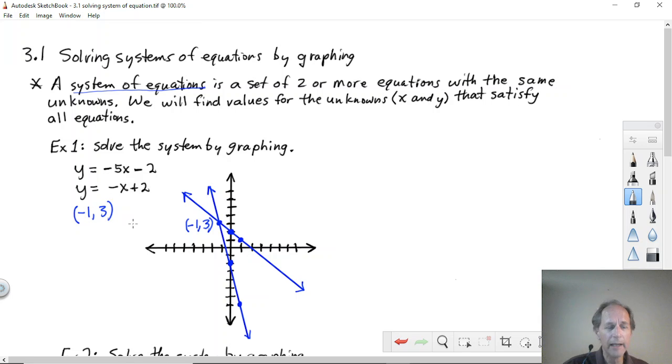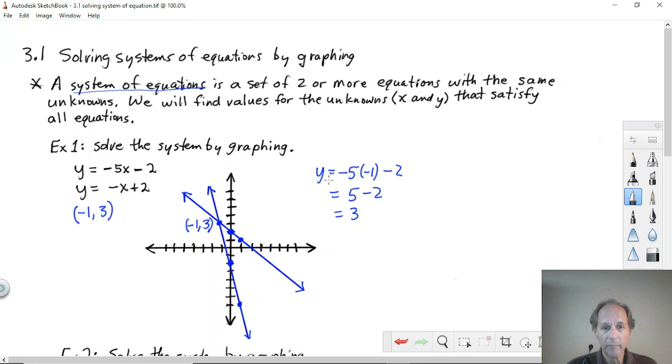We can check that by plugging it into both equations. So let's do that. We have y equals, and we're going to put in negative 1 for x in the first equation. Okay, just putting it in. So I'm going to evaluate that. Negative 5 times negative 1 is 5, minus 2, and that equals 3. So when we put in a negative 1 for x, we got 3 for y. So the point (-1, 3) satisfies that equation.